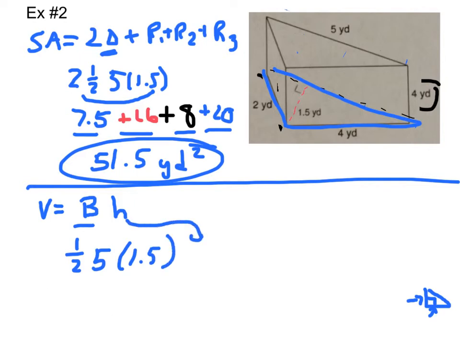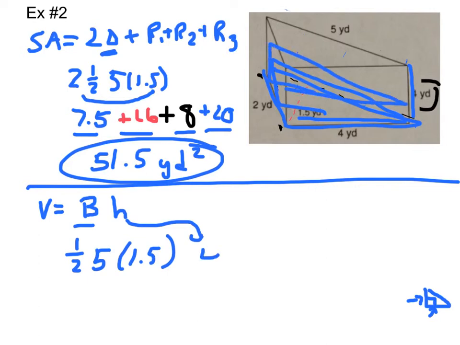The height of the entire object is 4, because I'm summing up an infinite amount of these triangles until I reach the top. So there's another one, and I stack another one on top, and I keep stacking them 4 high. So all I have to do is multiply this all out. 1/2 times 5 times 1.5 times 4, I believe that gives me 15, and in this case it's cubic yards.